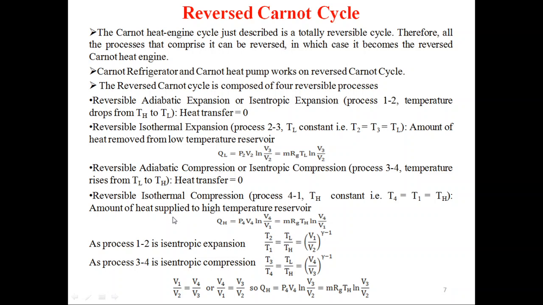Next is reversible isothermal compression process 4-1. Th is constant, that is T4 is equal to T1 is equal to Th. The amount of heat supplied to the high temperature reservoir at temperature Th is given as P4 V4 natural log V4 by V1, which is equal to m Rg Th natural log V4 by V1.